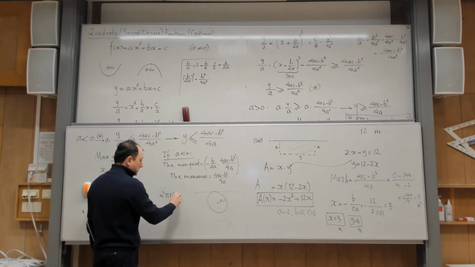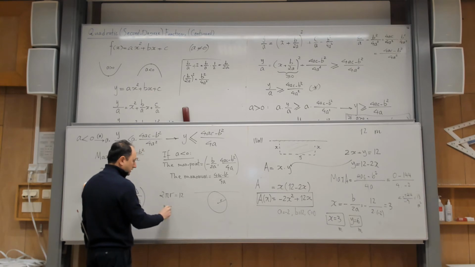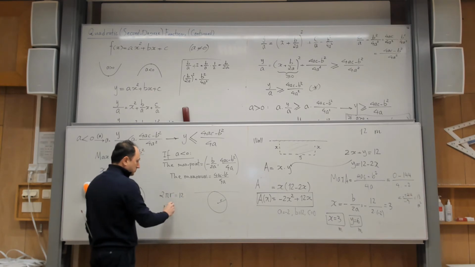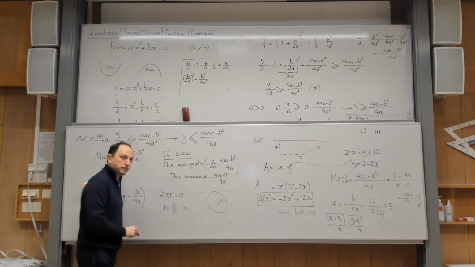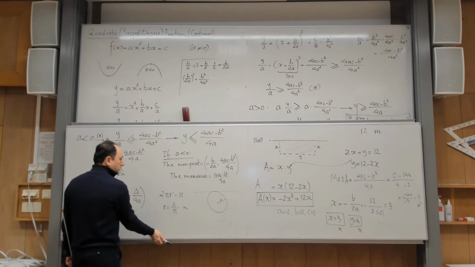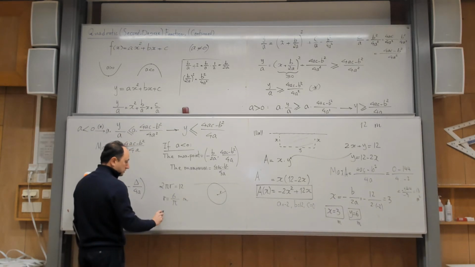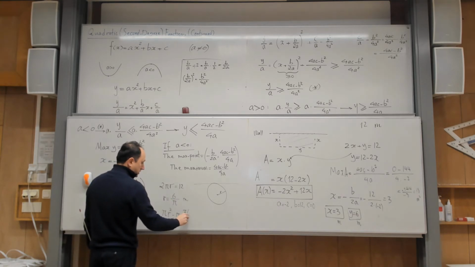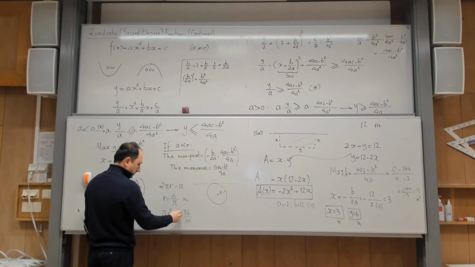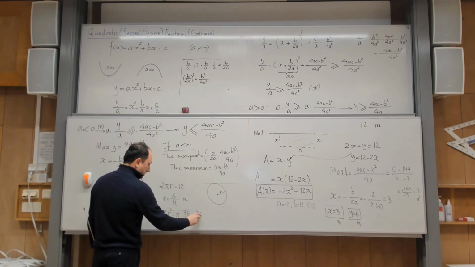This is supposed to be 12, so it means that I calculate the radius of that circle. It becomes 12 divided by 2 pi, which becomes 6 over pi meters. And then let us calculate the area. The area becomes what? Pi r squared. Then it becomes pi times 6 over pi squared, which is 36 over pi squared. But this pi and that pi are cancelled, so it becomes 36 divided by pi.